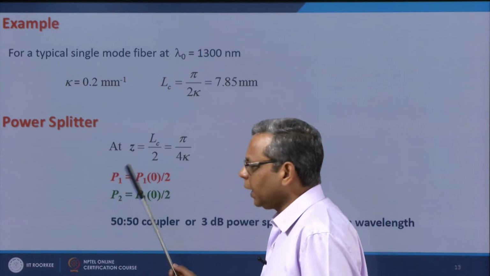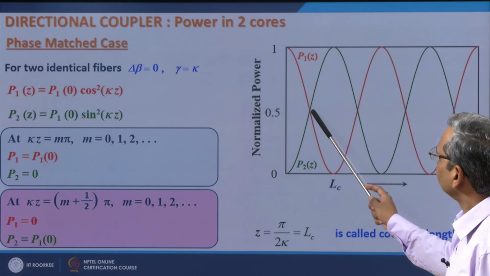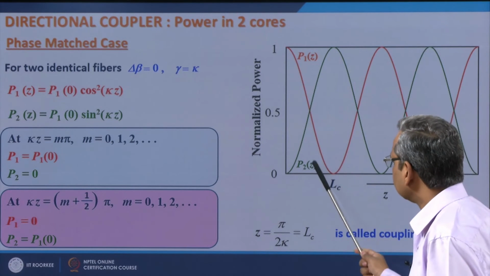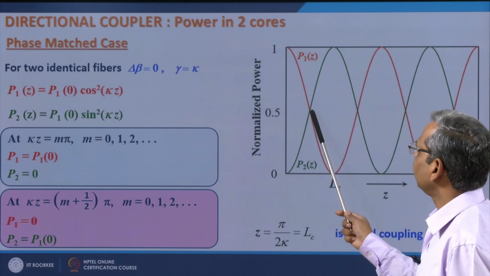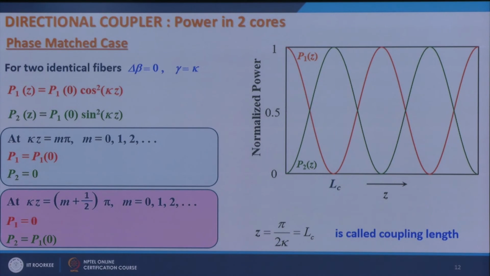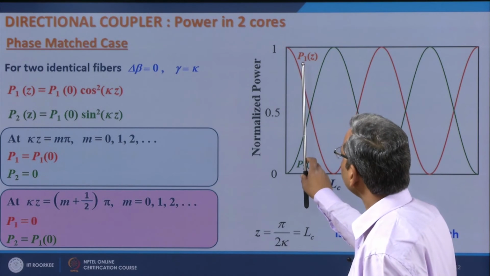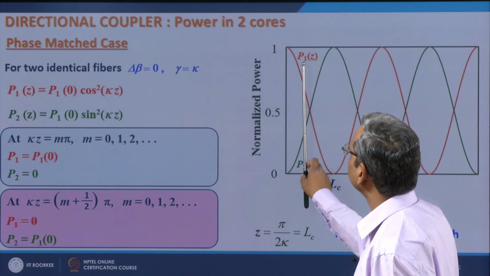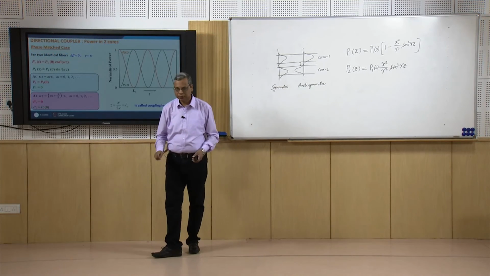I can also make a power splitter out of it if you work at the point where you have the power in both the cores equal, then it is 50-50 coupler. So, you can work at this length. If the interaction length is this, which is LC by 2, then 50% power will be in core 1 and 50% power would be in core 2, then it is power splitter. You can have any ratio depending upon the length you choose. For example, if you choose this length, then you can maybe have 25% power in core 1, sorry 75% power in core 1 and 25% power in core 2. So, you can choose any ratio for splitting of power depending upon the coupling length.